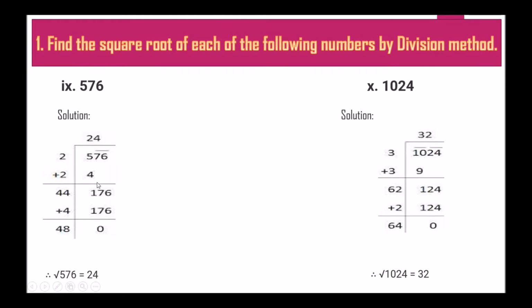576. So 2 into 2 is 4. We will add 2. So 44. So now 44 into 4, that is 176. So the number is 24. Here 1024. So 3 into 3 is 9. So 3 plus 3 is 6. We will add 2. So 62 into 2, that is 124. So the number is 32.